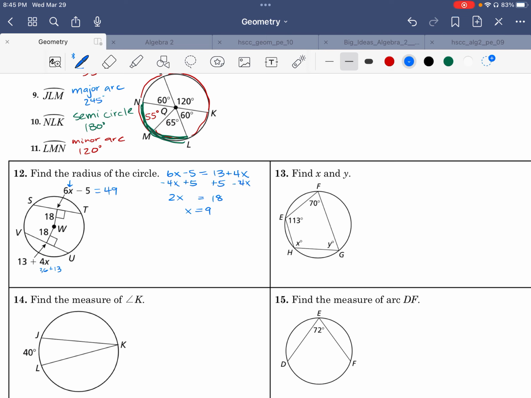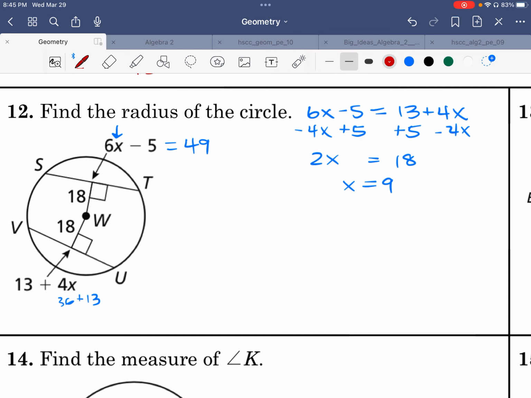So to find the radius, let me zoom this in because we're going to want to take a closer look at this. To find the radius, we could draw pretty much any radius we want, right? It doesn't matter which radius we draw. We can draw any of them. They're all exactly the same. So it probably makes the most sense to draw the best radius. And the best radius is the one that forms a right triangle with the other two pieces.